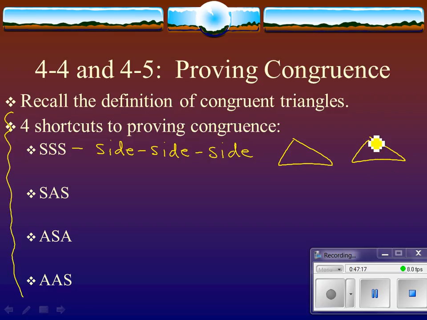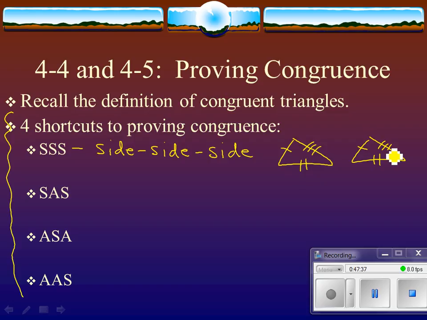So in other words, if you go through and you show me that these 2 sides are congruent, you show me that these 2 sides are congruent, and then you show me that these 2 segments or sides are congruent, then it's all congruent. What can we say about the 2 triangles then? They're congruent to each other.